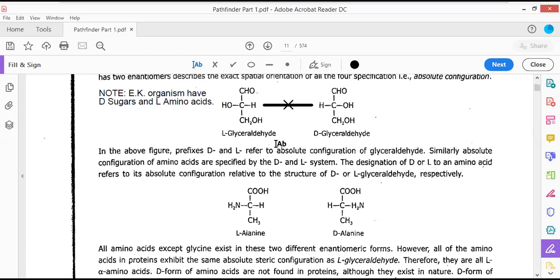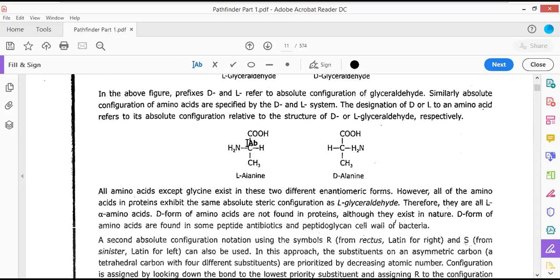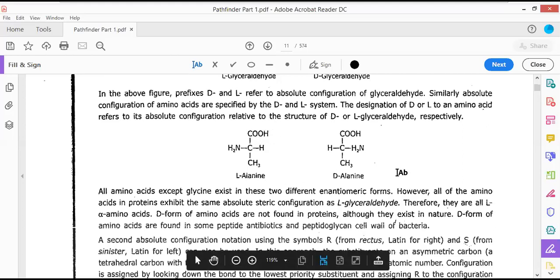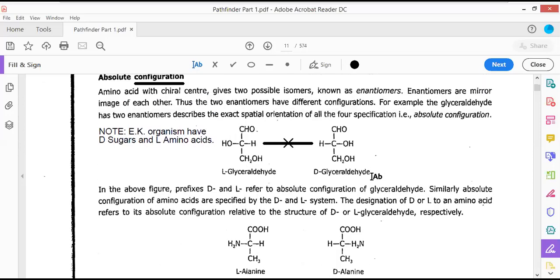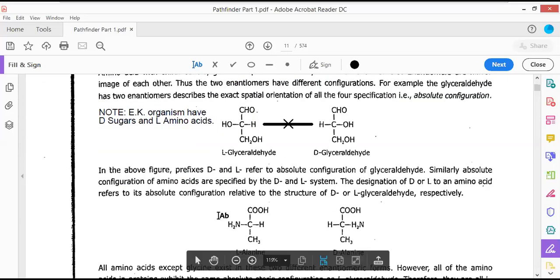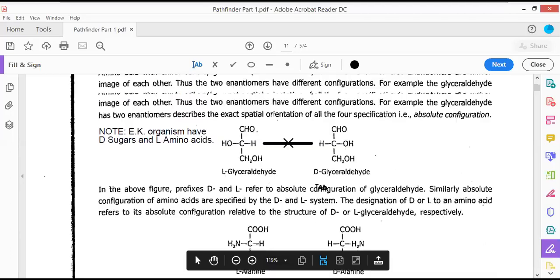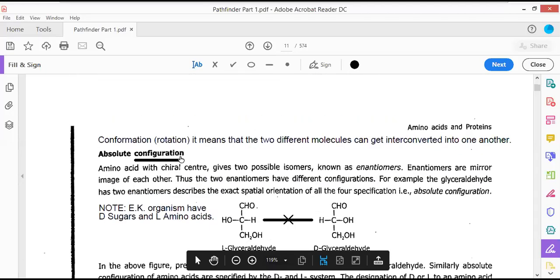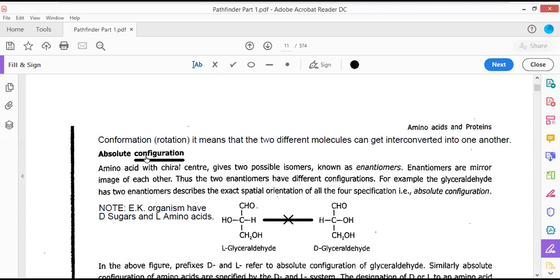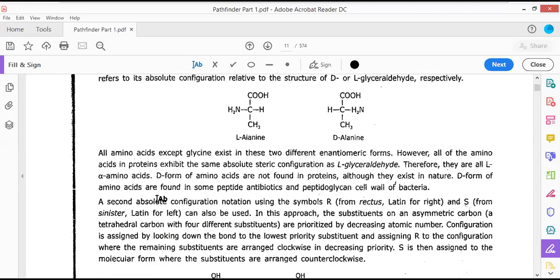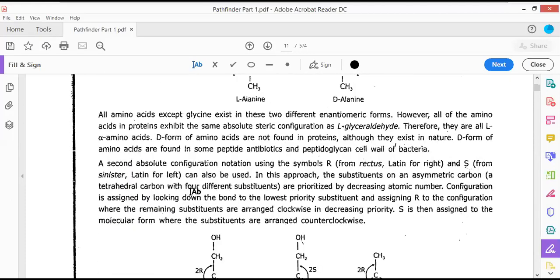Now moving forward, you get all these different types of configurations that are possible. The only amino acid that will not exhibit the D and L conformation is glycine, because glycine does not have a side group such as a methyl group or any other group. So glycine will not be able to exhibit any absolute configuration.